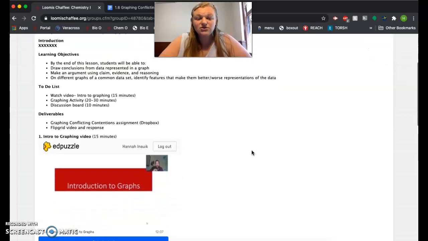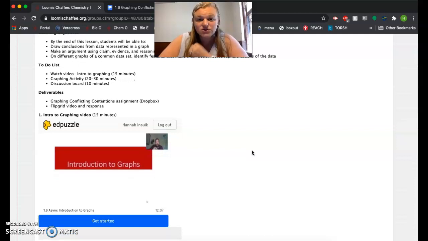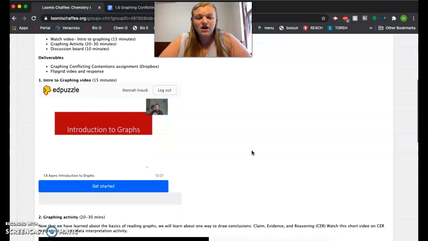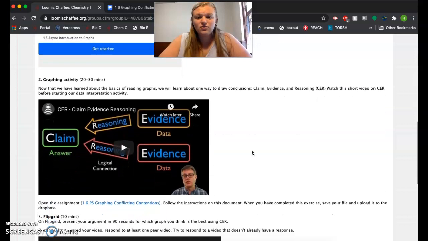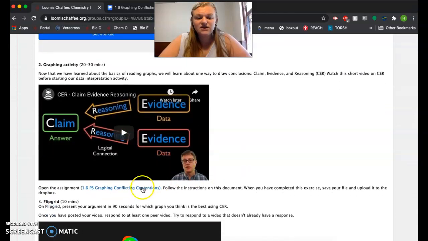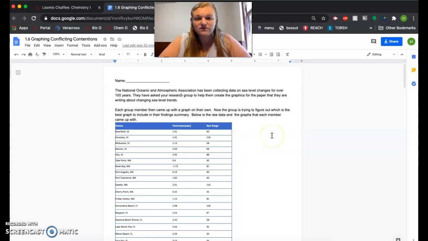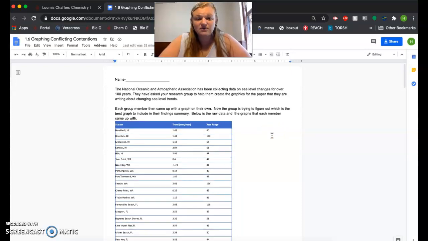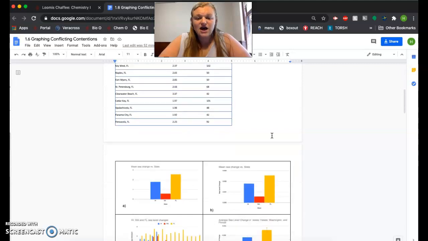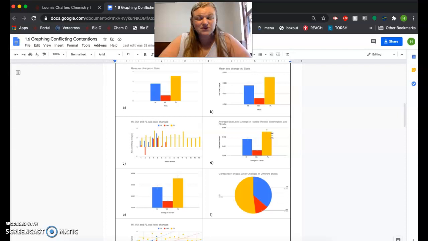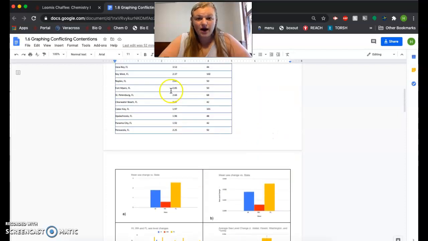During this lesson, you will first watch a video from Dr. Samuels about graphs. It's a little introduction to graphing. Then you will complete an activity, this 1.6 graphing conflicting contentions. It looks like this, and basically you have data about the change in sea level over time in 3 different states, and you have to decide which graph is the best representation of the data and why.